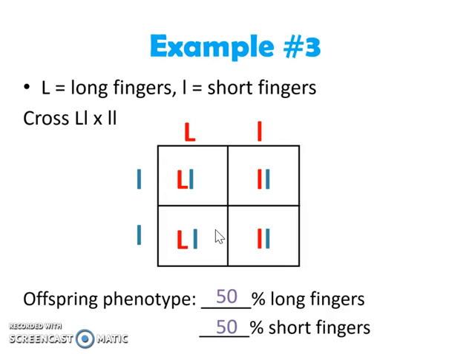So once again, what this means is that if we were to cross these parents with these genotypes, 50% of their offspring will have long fingers and 50% will have short fingers.